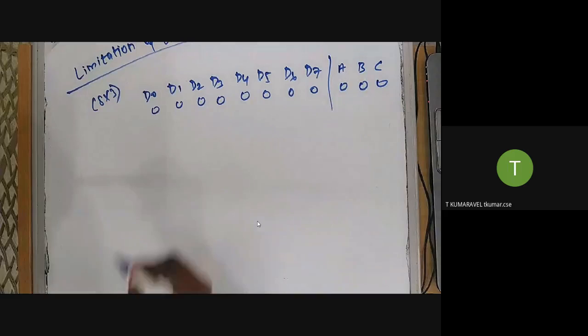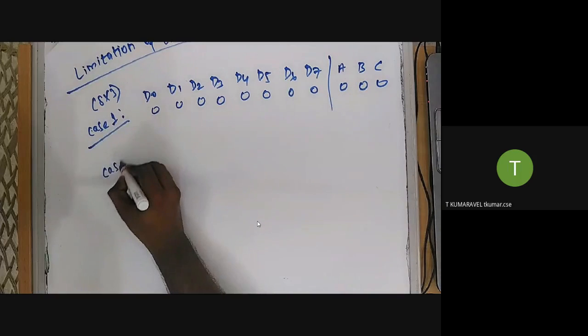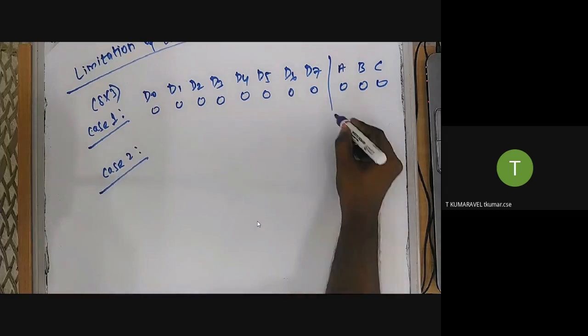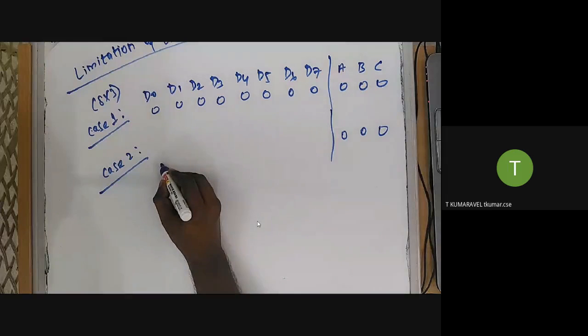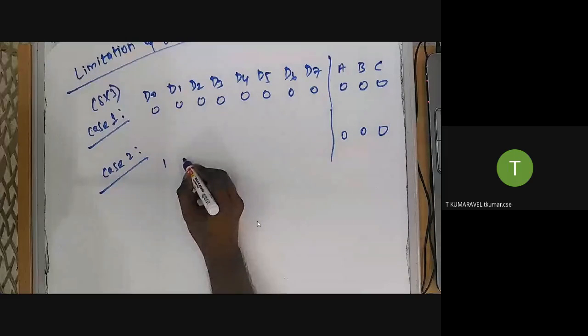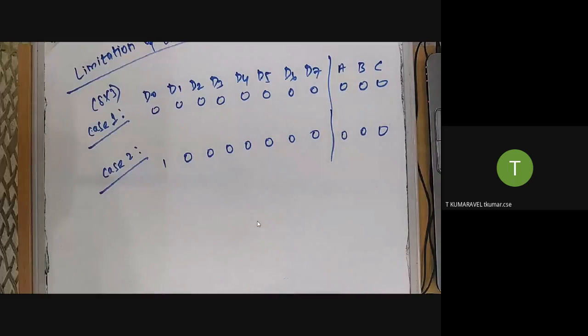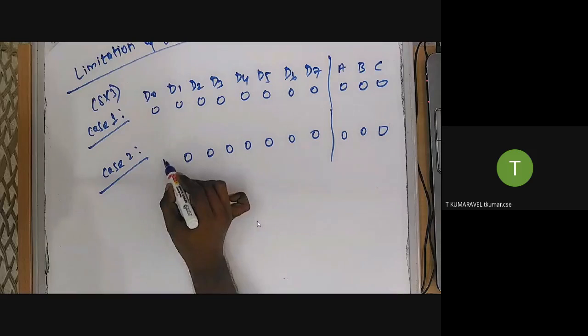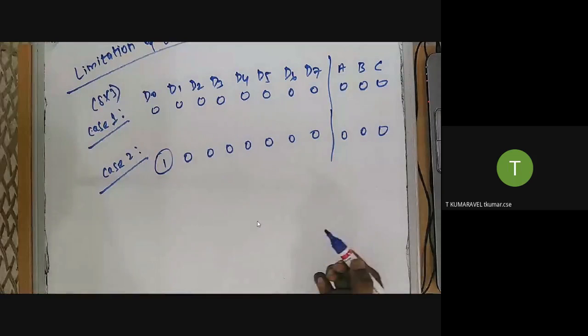This is the first case. In the second case, I also want to generate the output zero. So what is the input combination? D0 alone has bit value 1, and the rest of the bit values are zero.